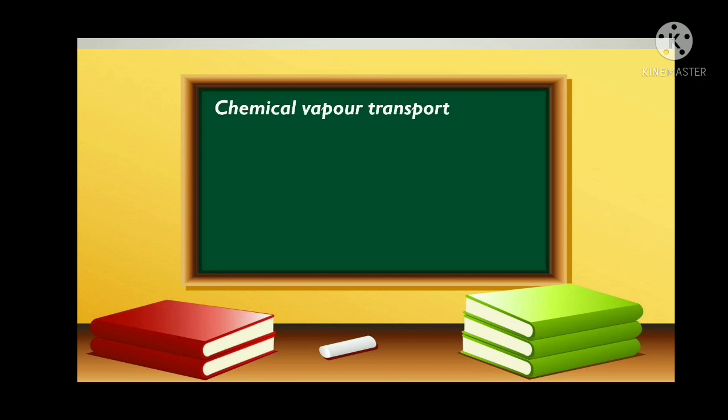Then we have the chemical vapor transport method. In the chemical vapor transport method, we are going to study how the vapor transports the chemical substances to grow the crystals. Then we have characterization of solids. Characterization means analysis of solid material. In characterization of solid material, we have three main techniques.